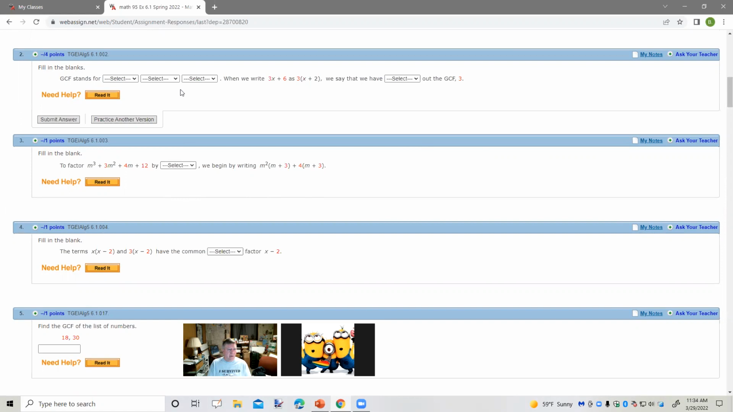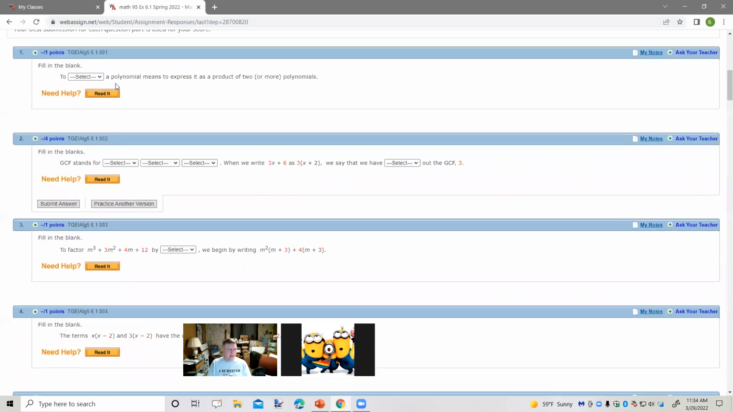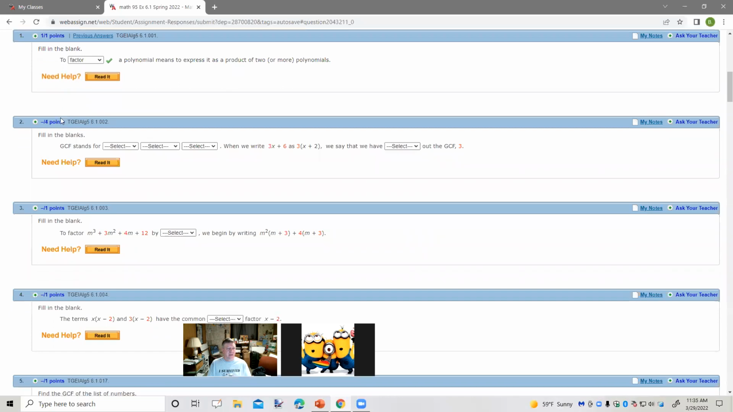Also, I want to talk about how WebAssign works for those of you that haven't used it. Let's take a look at problem number 1. It says select. So I click on this box and I'm going to choose one of these things. It says to blank a polynomial means to express it as a product of 2 or more polynomials. And this is to factor. So I put in the answer and then I submit the answer and it says it's correct.